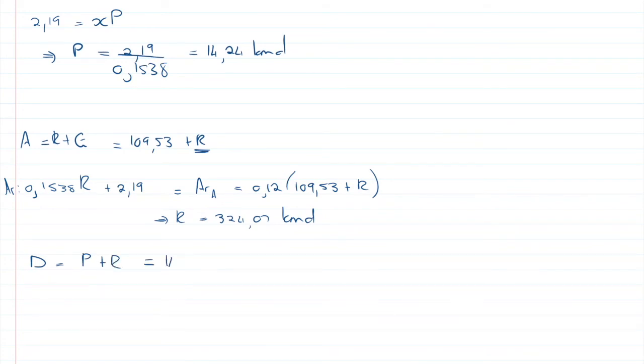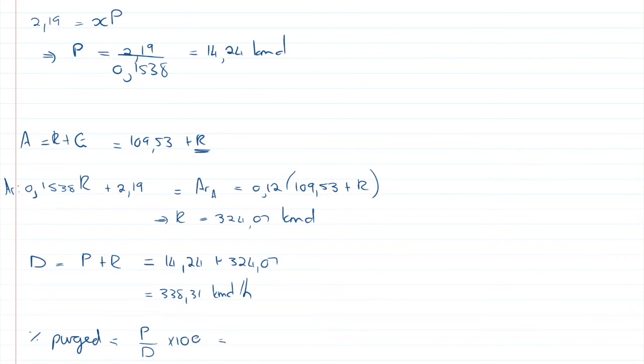So I know what P is, and I now know what R is. And now I can answer that first question. The percentage purged of D is P over D times 100. And that is 4.2% is purged.